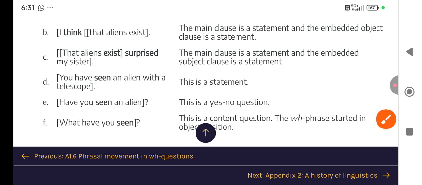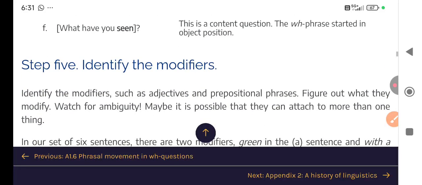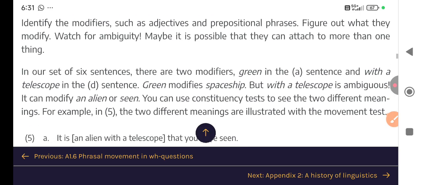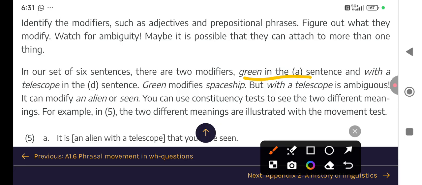These are the six sentences we are discussing. This is green in sentence A, and then with a telescope in sentence D, right? Green modifies spaceship, but with a telescope is ambiguous because it can modify an alien or seen.